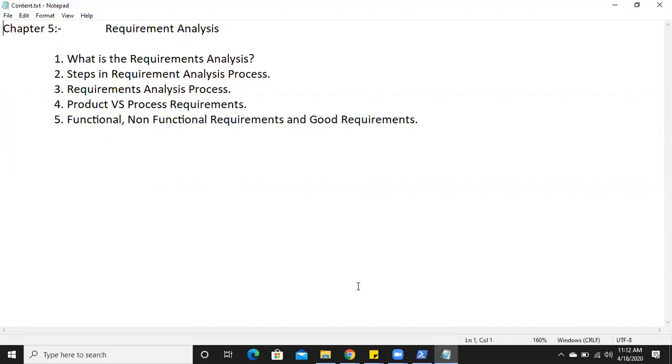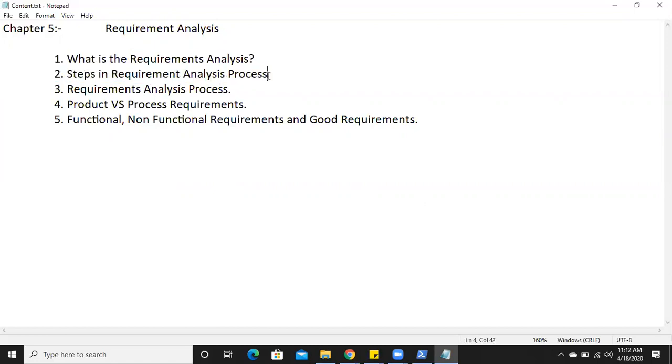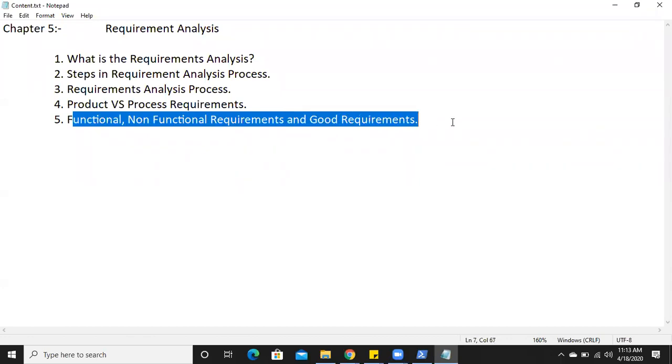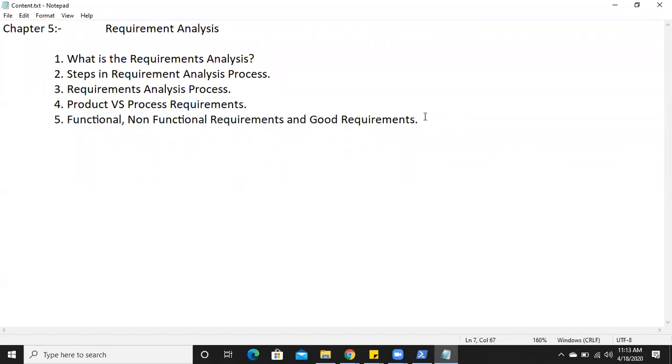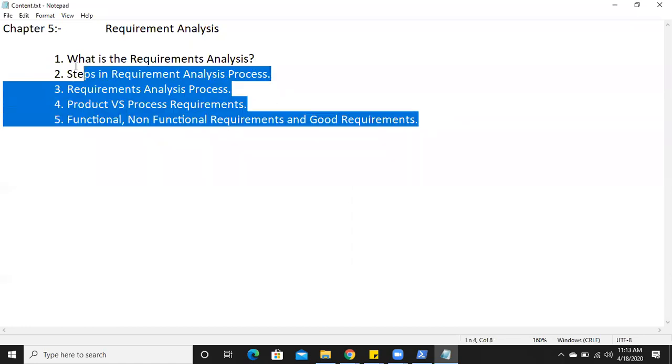In this session, we will cover all this content. What is requirement analysis? What are the steps involved in the requirement analysis process? Some more information about the requirement analysis process. What is the meaning of product versus process requirement? What are functional, non-functional, and good requirements? We will study all of these in this lecture of the fifth chapter.